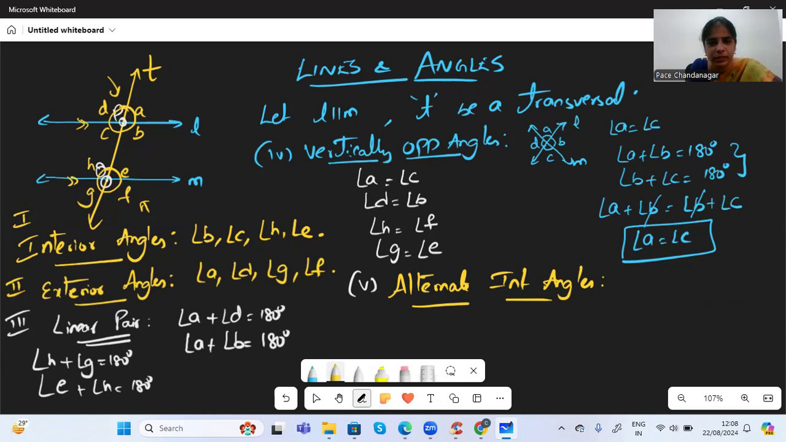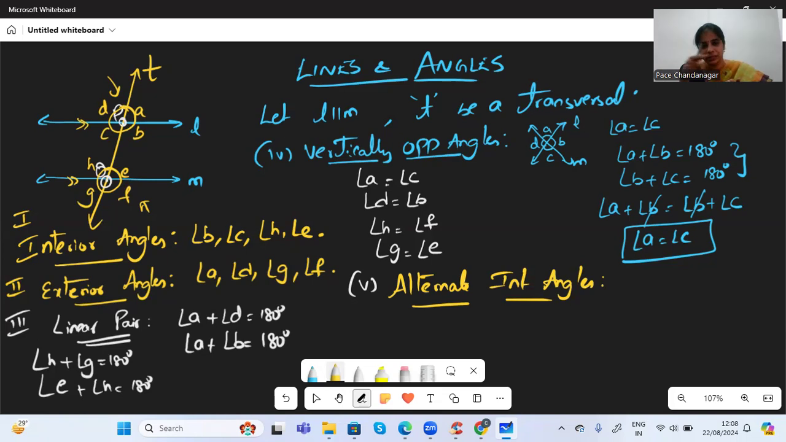Now, what are all the interior angles that we have here? C, B, E, and H. So these are the four interior angles. When I select one angle from the upper set, the other angle I need to select from this set, so that they are alternate to each other, which means for this transversal T, you have both a right side and a left side. Right side angles are B and E, left side angles are C and H. So I need to select in such a way that one angle is on the right side and the other angle is on the left side from a different set.